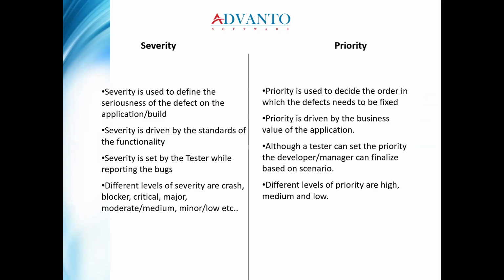Severity is driven by the standards of the functionality. Priority is driven by the business value of the application. Severity is set by the tester while reporting the bugs. Although a tester can set the priority, the developer or manager can finalize based on scenario. Different levels of severity are crash, blocker, critical, major, moderate, medium, minor, or low, etc. The different levels of priority are high, medium, and low.